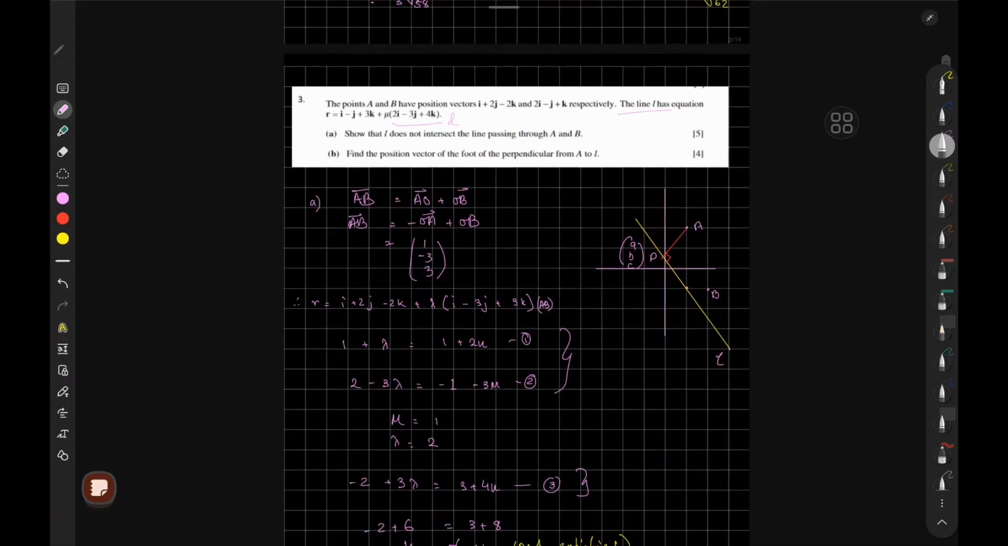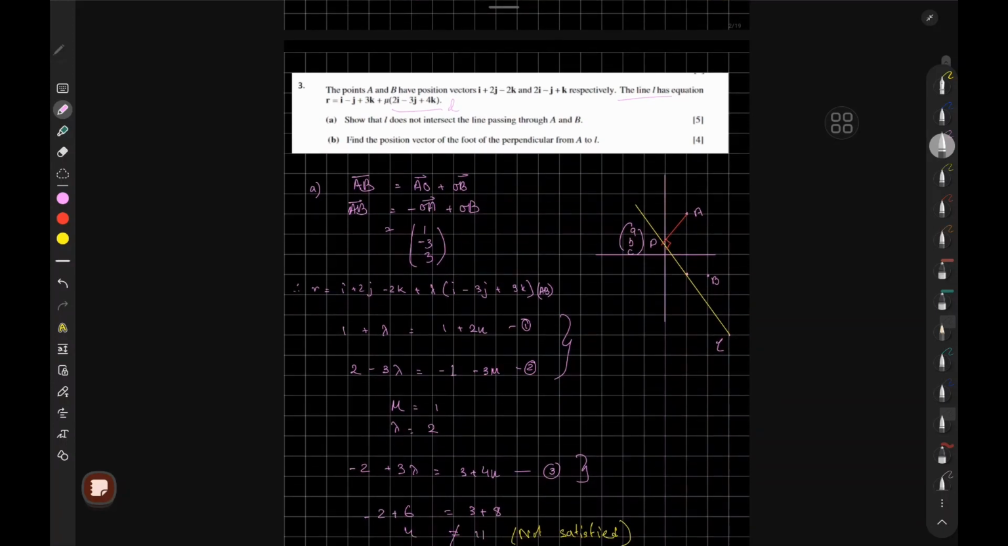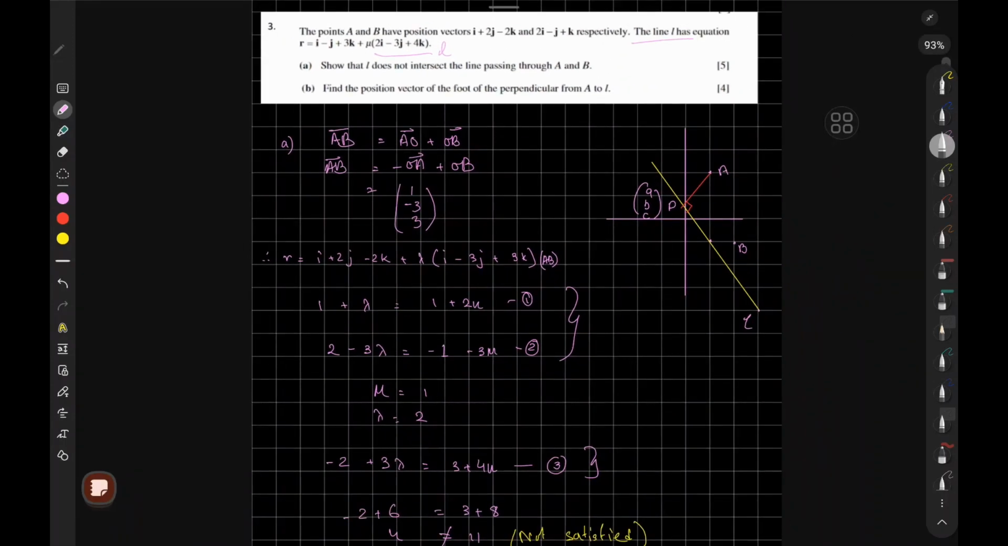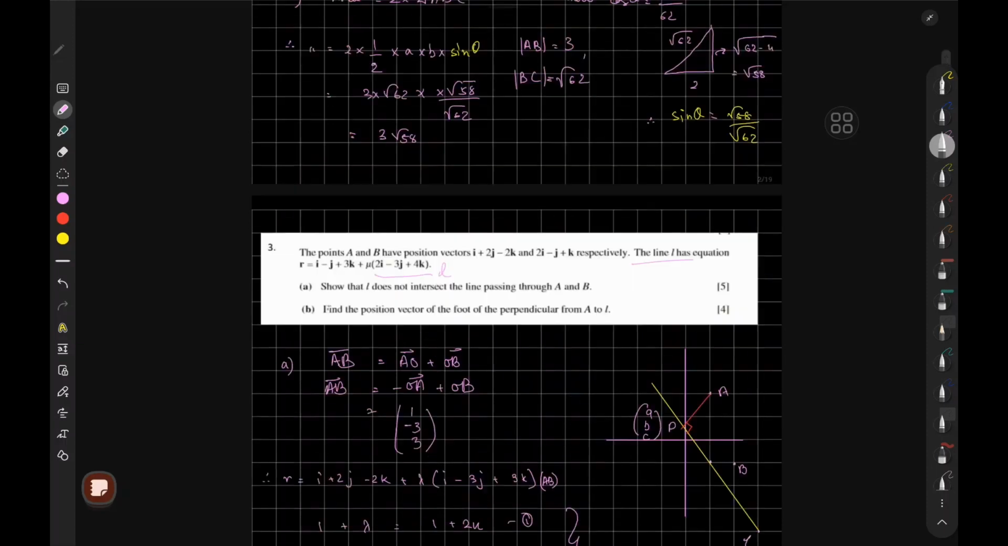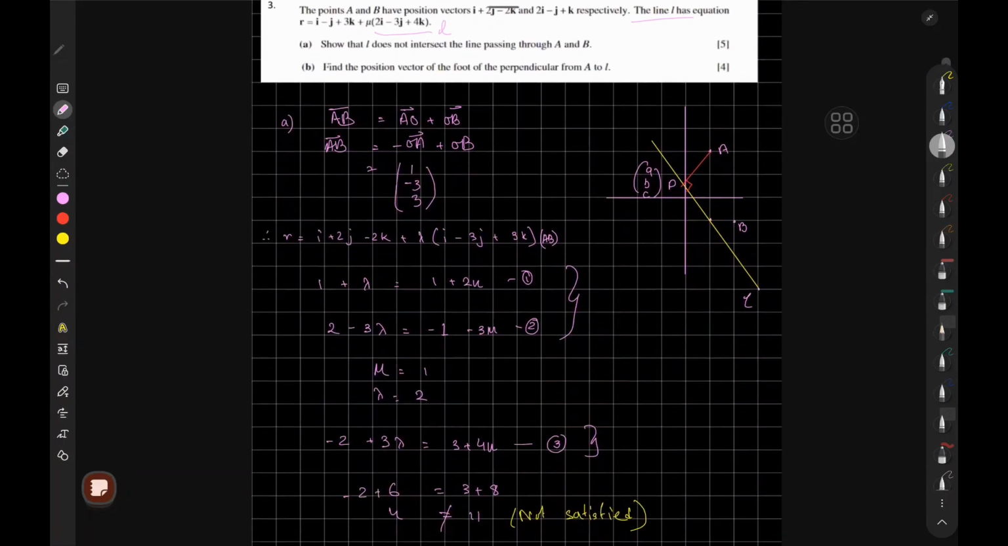So next we can move on to question B, which is asking, find the position vector of the foot of the perpendicular from A to L. What is your foot? The yellow line is L, the one they have given you. Then you draw the line from A to the foot on the line. Basically they're telling you that the line from A to the line L is going to be perpendicular.